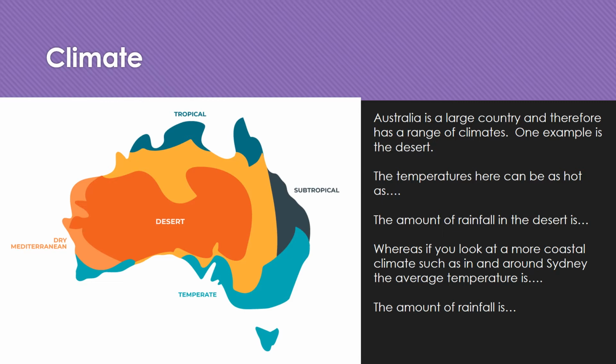So I would start by saying something like Australia is a large country and has a range of climates. One example is the desert. And then I might try and find a climate graph that tells me about the different temperatures and the amount of rainfall for the desert.